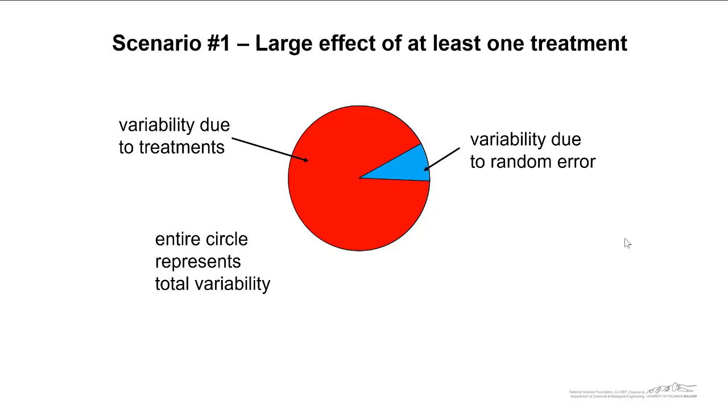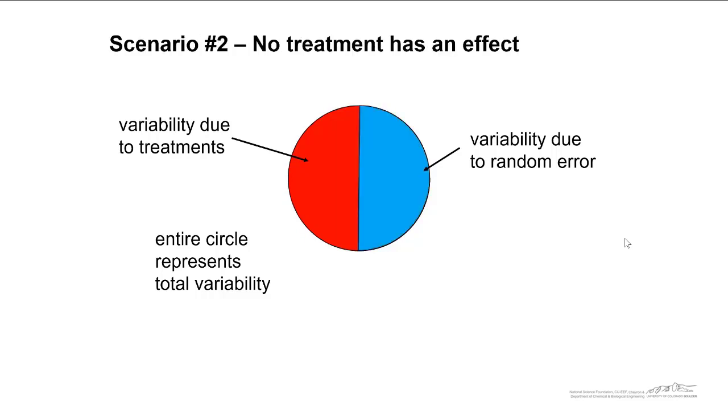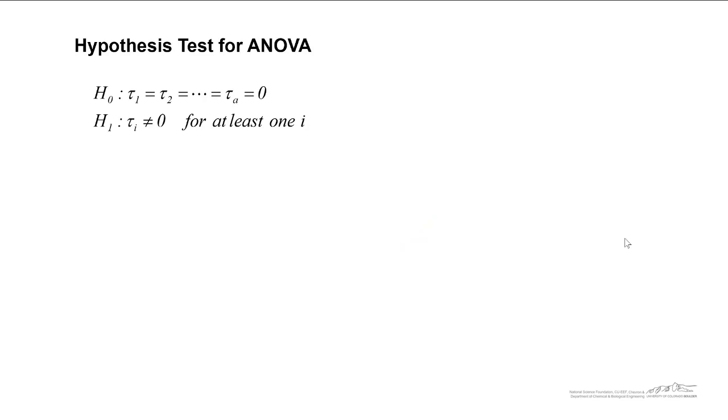We have two different scenarios. The first scenario is a large effect of at least one treatment. In that case, it would look more similar to what I have shown here, where the variability due to random error is a very small chunk of the total variability. Or we can have scenario 2 here, where the variability due to random error is approximately on the same order of magnitude as the variability due to treatments. And in this case, we could not accept the alternate hypothesis, and we would conclude that the treatment has no effect on the response.